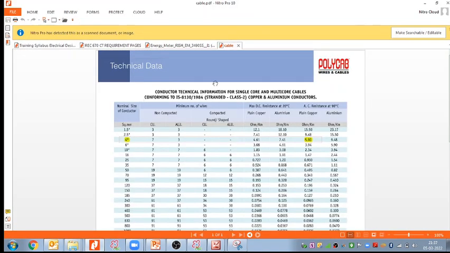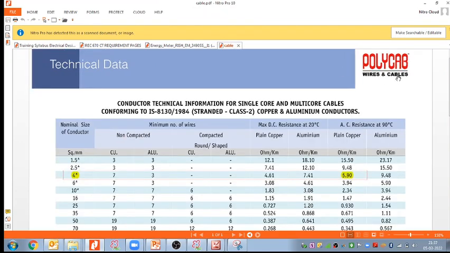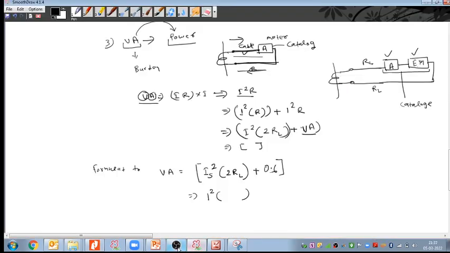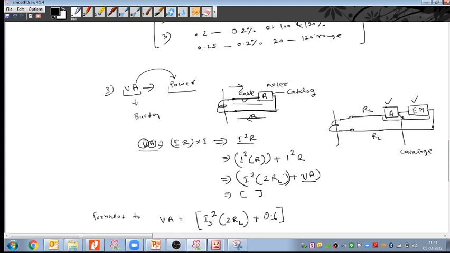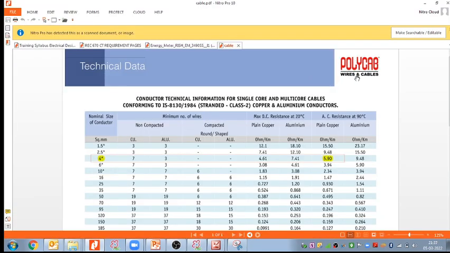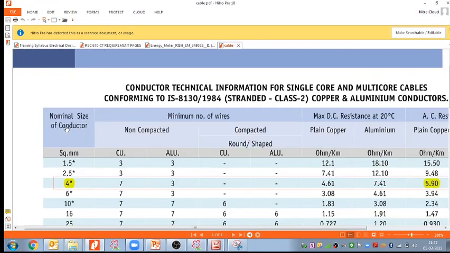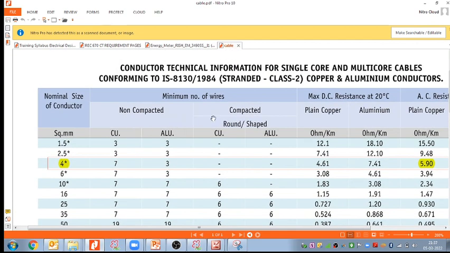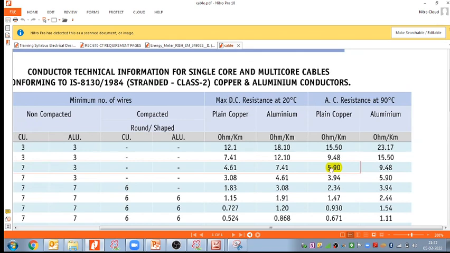So here I have taken this Polycab make wires and cables, and from CT to the ammeters, generally we take 4 square mm cable. 4 or 6 square mm cable we take, and generally 4 square mm. So I am directly going to the cable's technical data, nominal size of the cable, that is 4 square mm. And now we need to check their resistance.